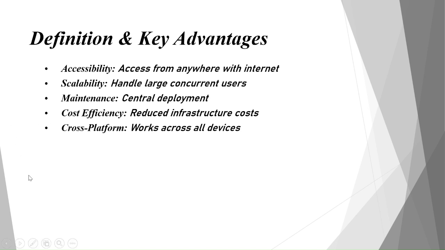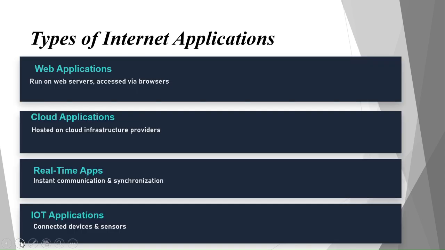Now, let us discuss the types of internet applications. First is web applications. These are applications that run on web servers and are accessed via browsers, like Google Docs and YouTube. Second are cloud applications, apps that use cloud services like AWS and Google Cloud. Third, real-time apps, for example WhatsApp, Zoom, live tracking, online games. Fourth, IoT applications, apps which are connected to devices like smart lights, fitness bands, smart refrigerators. So each type is built for a specific purpose.